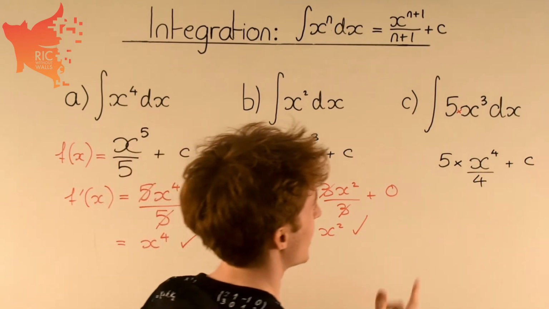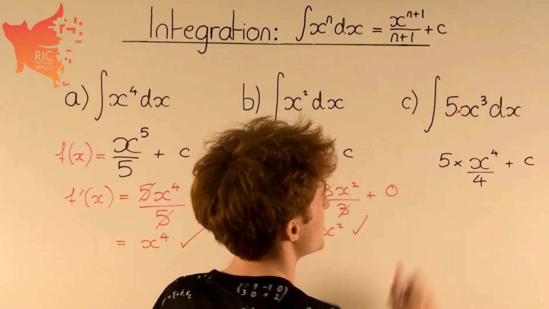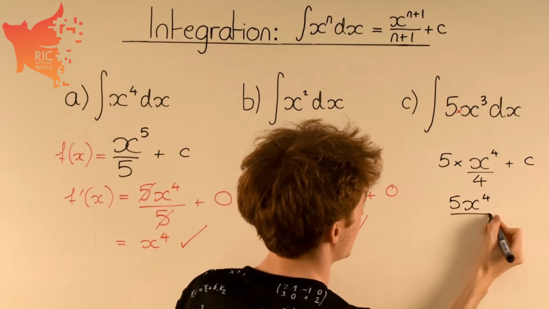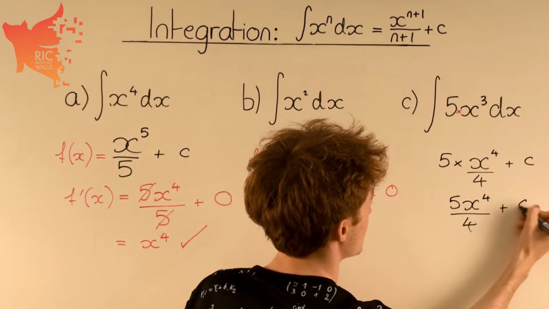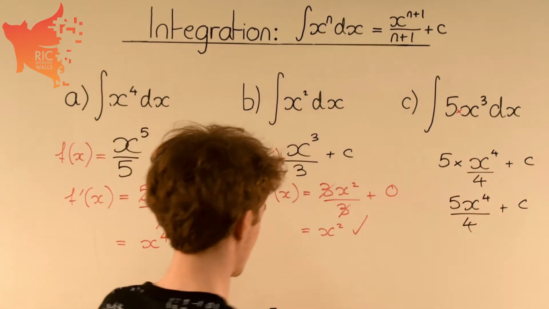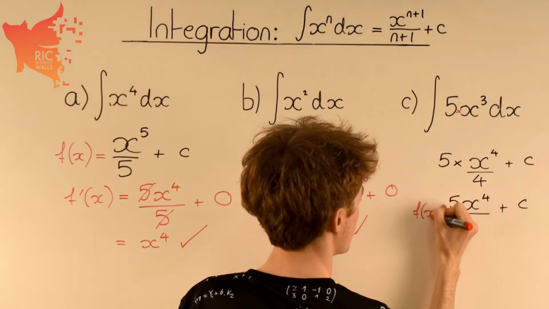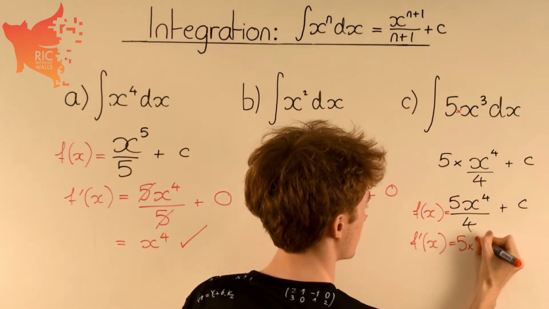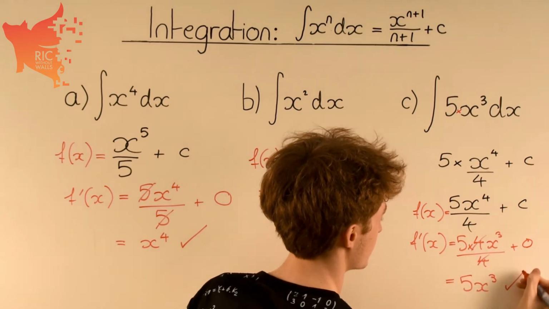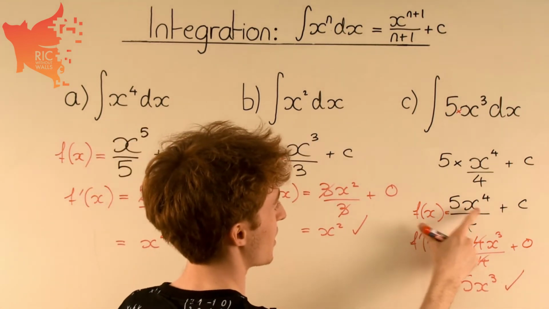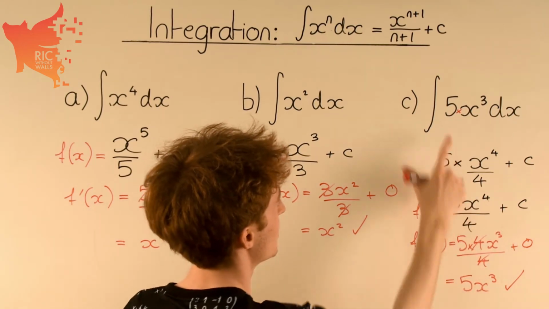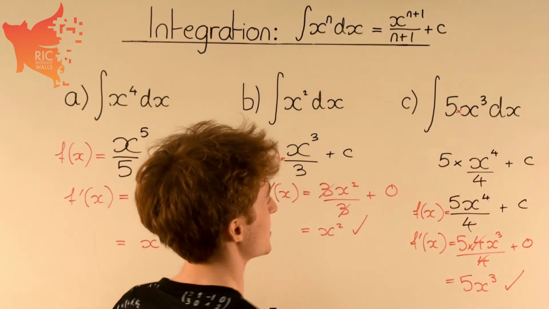Okay, now we can simplify that a little bit because we don't need to write 5 times x to the power of 4. We can simply write 5x to the 4. And then the remains of the expression is exactly the same. Okay, now I'm just going to check that this differentiates to get back to the original expression. Fantastic, so when we differentiate 5x to the power of 4 over 4 plus c, we get back to our original expression of 5x cubed, which means that we integrated it correctly.